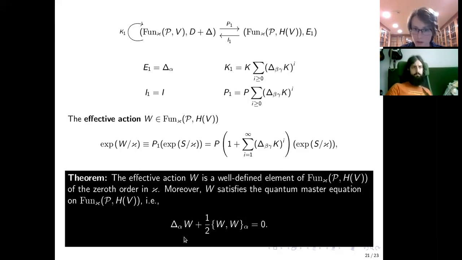So we will get an equation which is this time given just by the Laplacian on the cohomology and the bracket just on the cohomology. And because it's the cohomology, we don't have here the term for the differential.